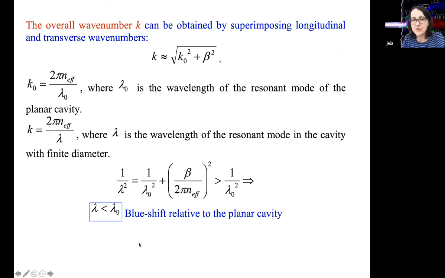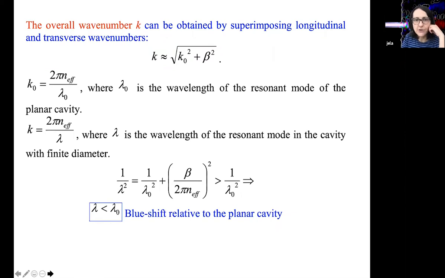So everything is just divided by 2 pi here. So the wavelength, when you have a finite diameter, which is lambda, will have to be smaller than the wavelength when you have infinite diameter because of this additional factor described with beta over 2 pi n effective, which comes from the lateral confinement, right? So in structures of smaller diameter, you will have a blue shift relative to the planar cavity. And that comes from total internal reflection confinement.